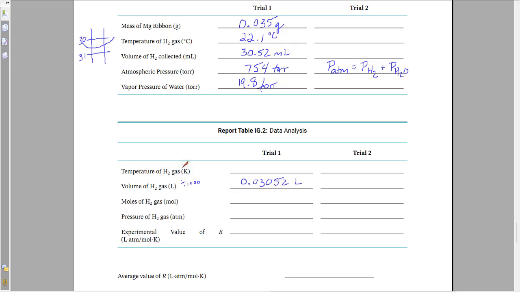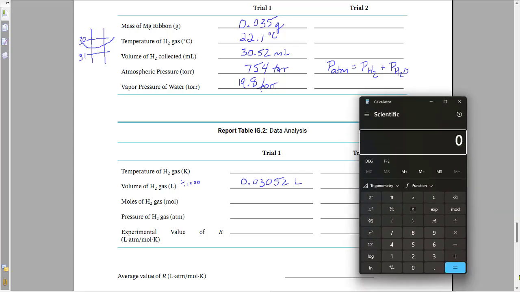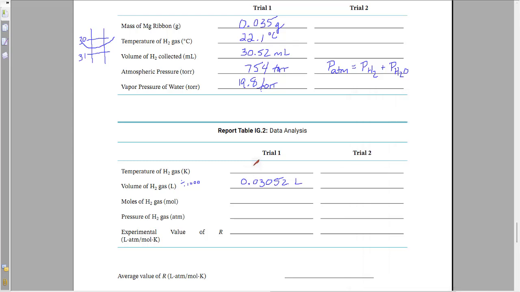Temperature here is just a conversion. We measured temperature in Celsius. We need temperature in Kelvin, and the conversion for that says to add 273.15. So 22.1 plus 273.15 gives us 295 and a quarter. All right, 295 and a quarter Kelvin. Okay, always Kelvin for temperatures when we're talking about gas laws.